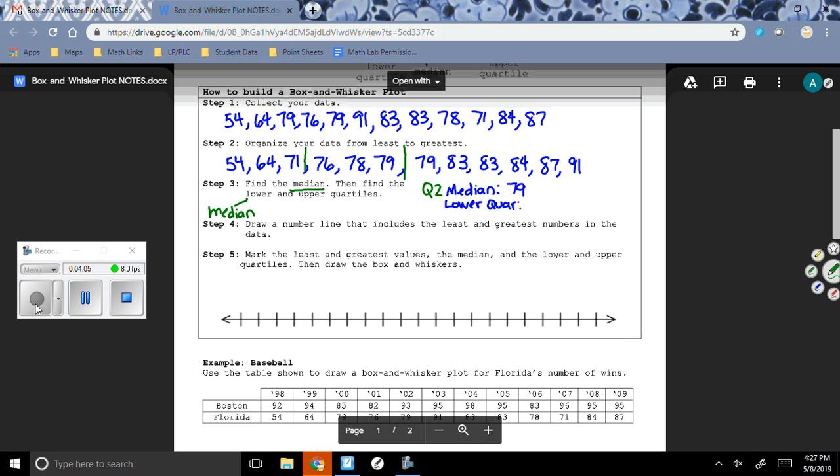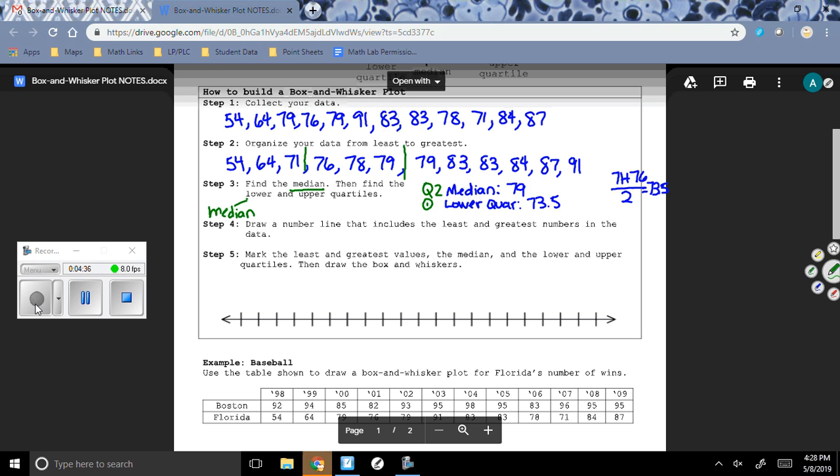So when I'm trying to find out what that lower quartile number is going to be, I have to take the average of those 2 numbers that it has to be in the middle of. So I'm going to add 71 plus 76 and then divide by 2. So 71 and 76 is 147. When I divide by 2, I get 73.5. So my lower quartile, or quartile 1, is 73.5.